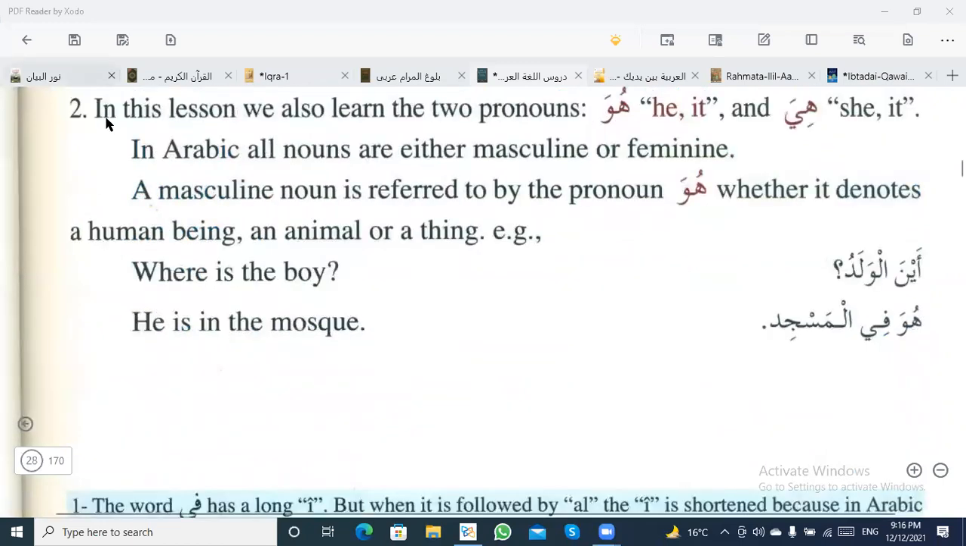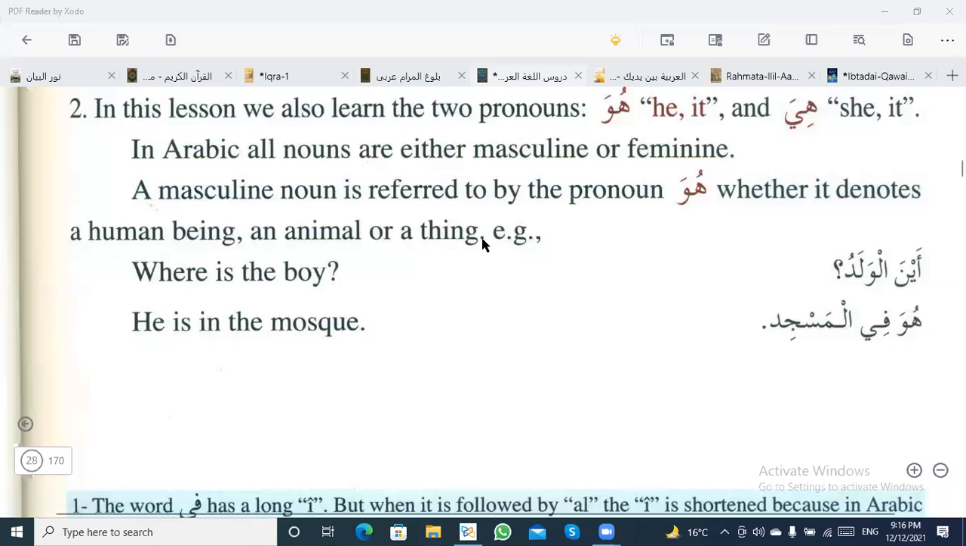Okay, Sister Vaya. In this lesson, we also learned the two pronouns. Huwa: he or it. Hiya: she or it. In Arabic, all nouns are either masculine or feminine. The masculine noun is referred to by the pronoun huwa, whether it denotes a human being, an animal, or a thing.